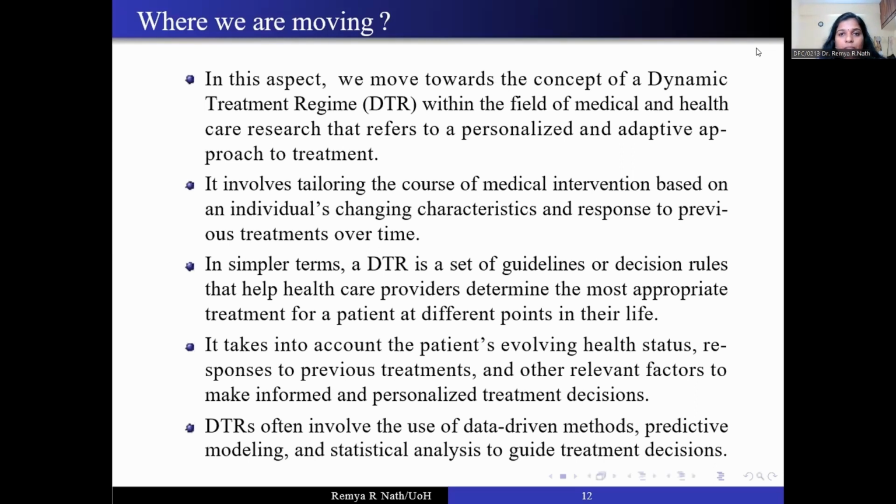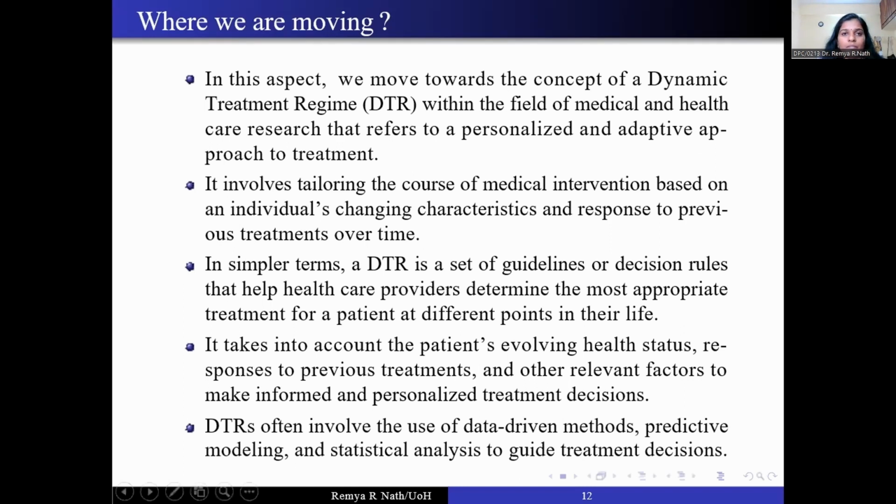Dynamic treatment regime is a treatment regime. Nowadays, it is very popular in modern medicine. It involves tailoring the course of medical intervention based on an individual's changing characteristics and response to previous treatments over time.